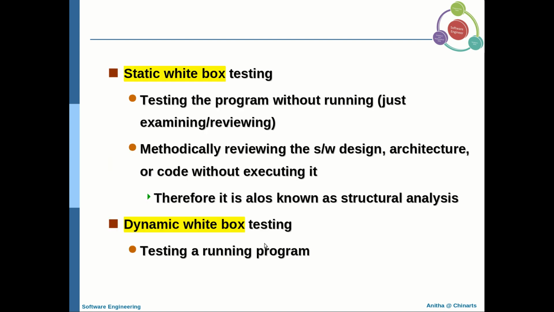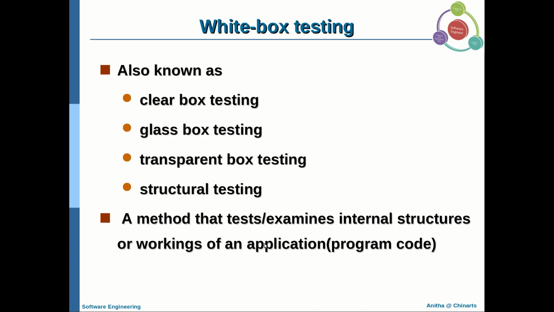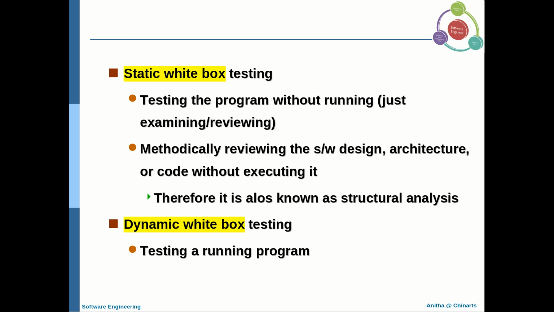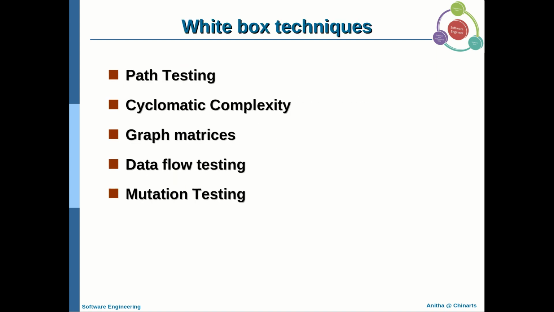So this is what you have to understand about what white box testing is. In general, to be more precise, white box testing is used only to analyze or examine the internal structure of your program. These are the different techniques used in white box testing: path testing, cyclomatic complexity, graph matrices, data flow testing, and mutation testing are some of the techniques followed in the white box testing strategy.